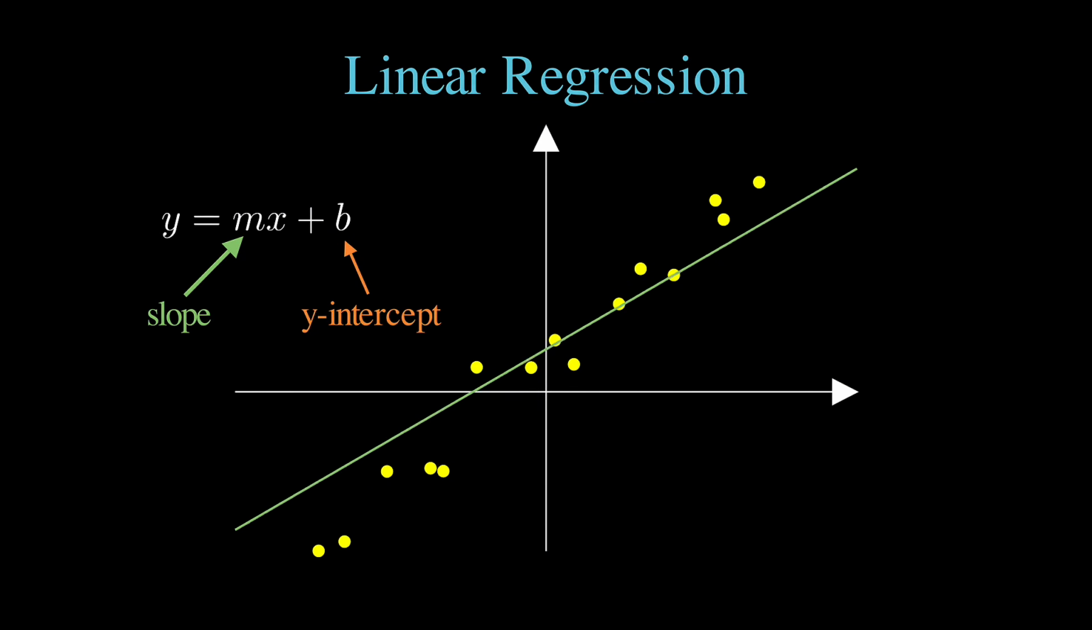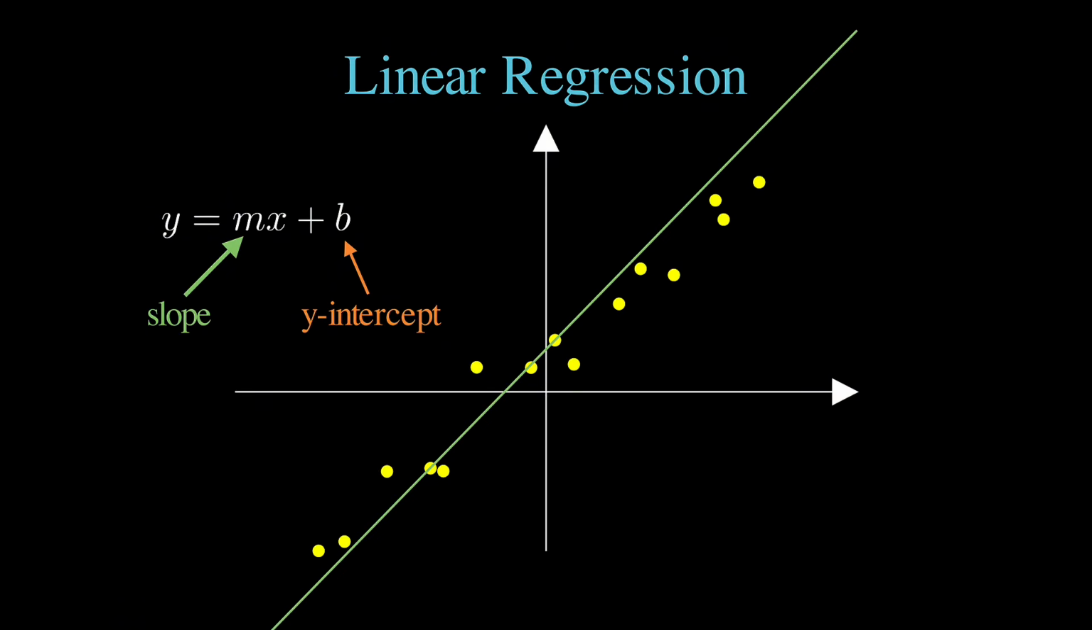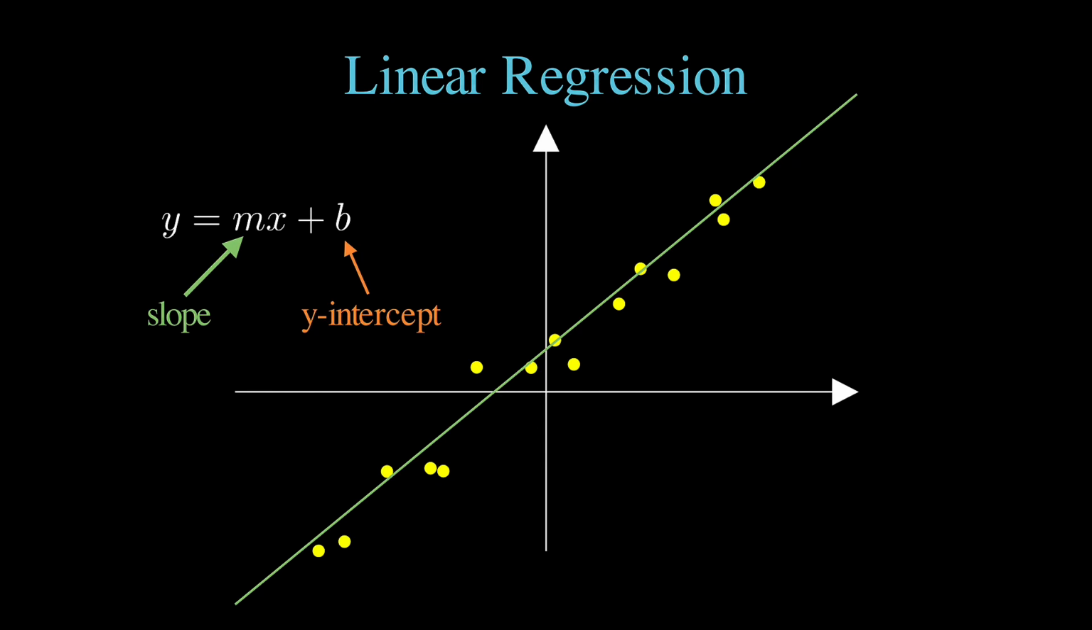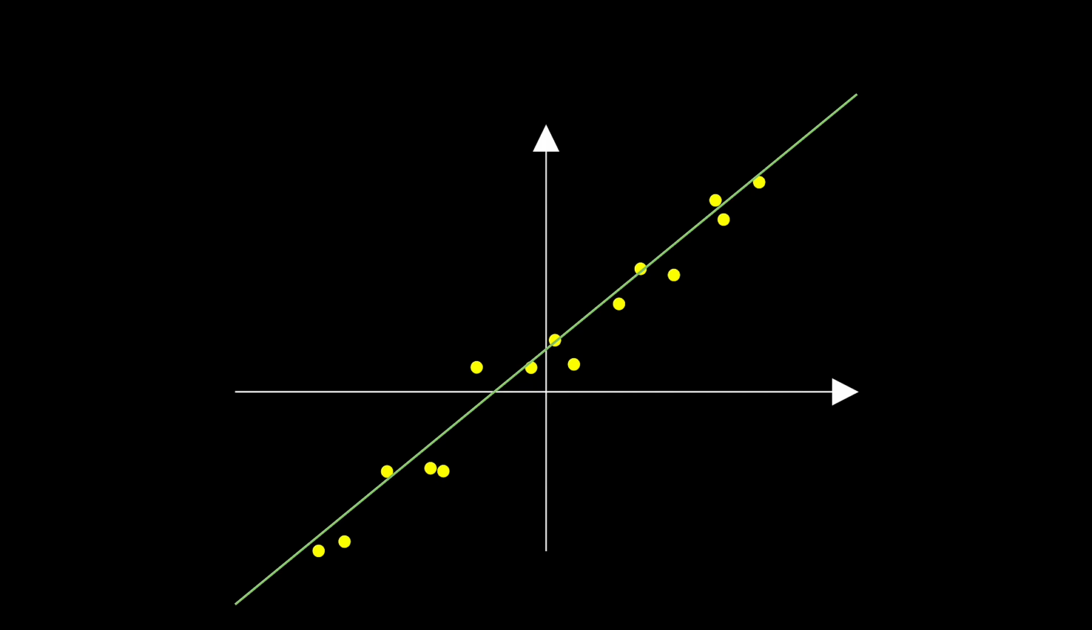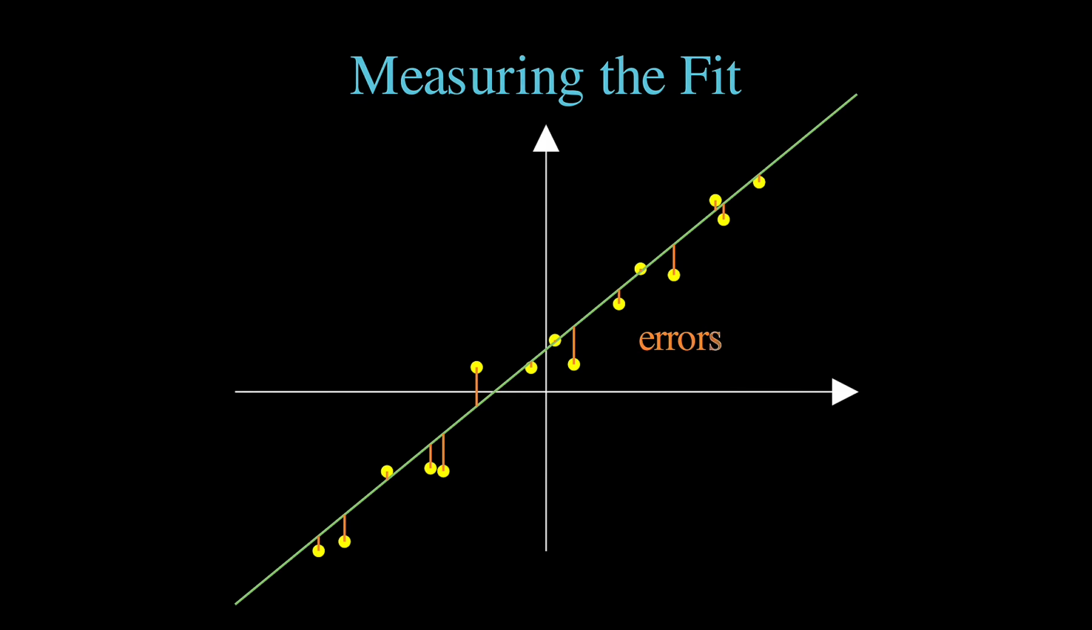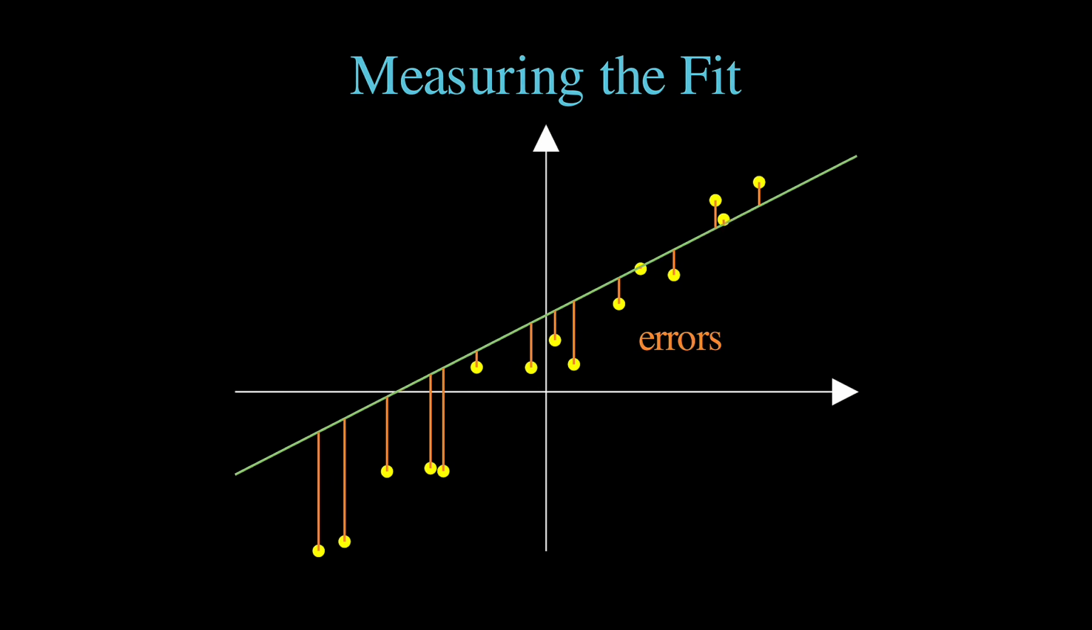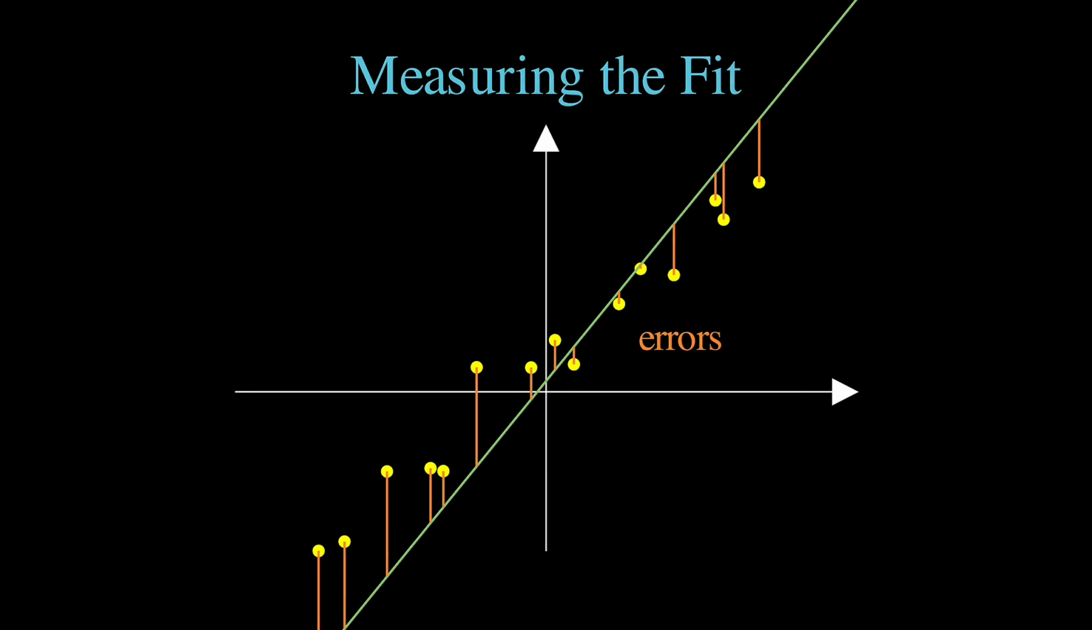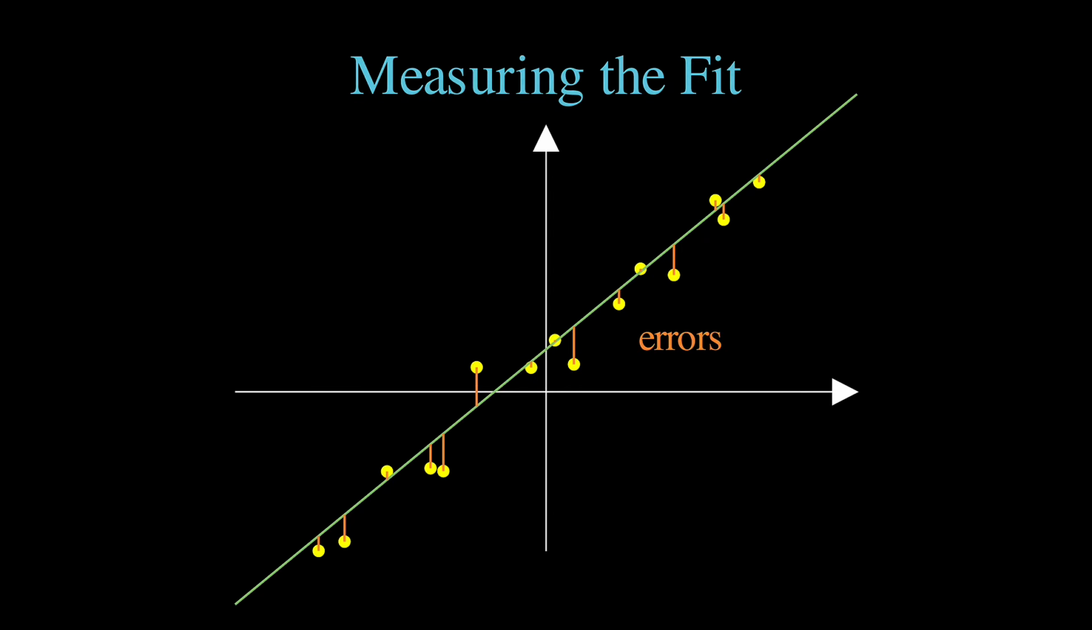But here's where it gets really practical, because to measure how well a line fits, we need to look at the mistakes it makes. And these mistakes are simply the vertical distances between each data point and where our line predicts it should be. You can see these orange lines showing the errors, and notice how they change as I move the line around, getting longer when the fit is poor and shorter when the line gets closer to the pattern in the data.